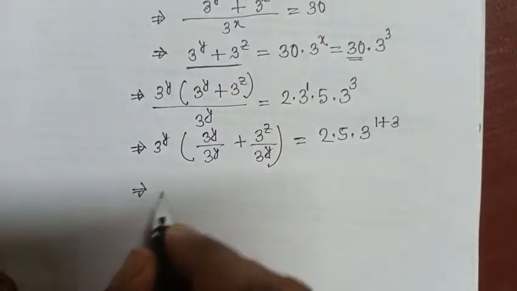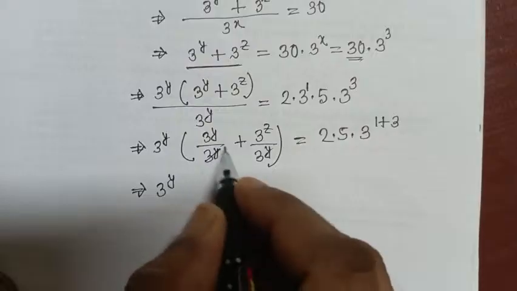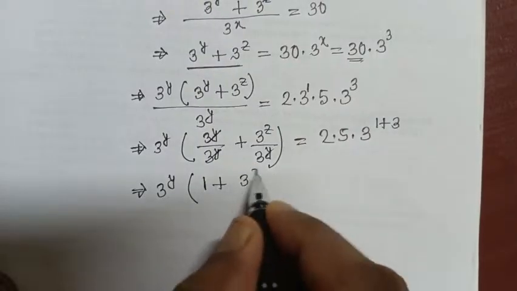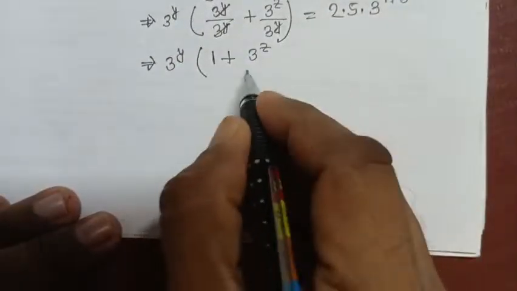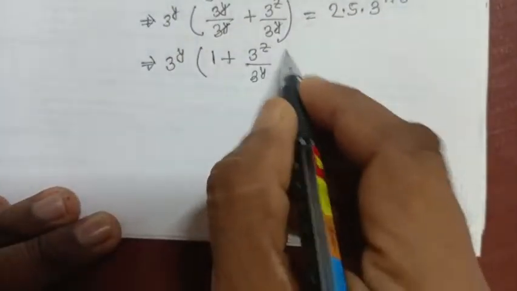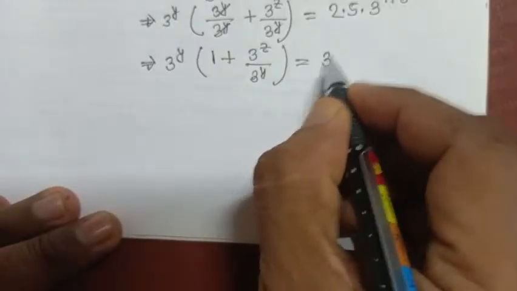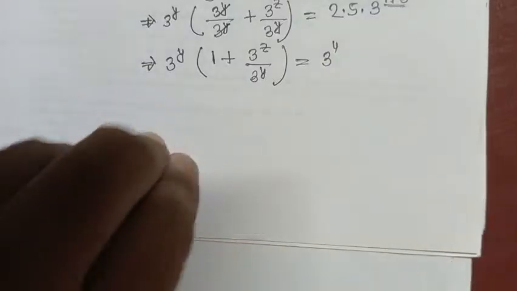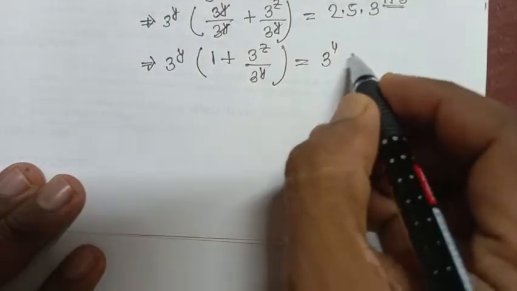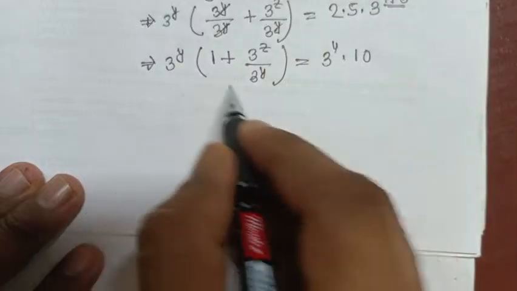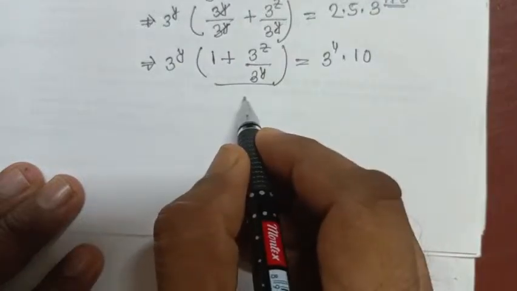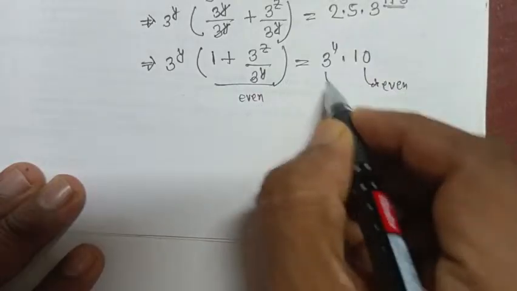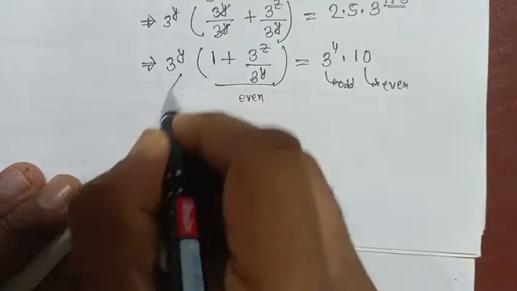So we get e to the power y, this e to the power y and this e to the power y will cancel out. We get 1 plus e to the power z by e to the power y equals e to the power 4. If we sum this, it will make equal to 8 e to the power 4 into 10. Again this is an even part and this is an even part. This is an odd, and this is an odd.